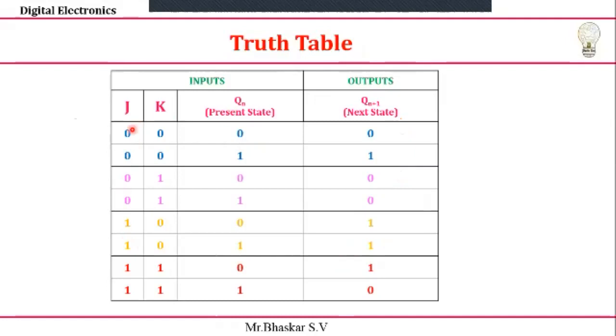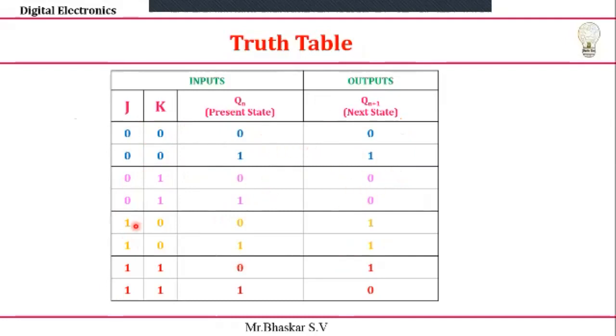So here we're looking for J value 0 (keep K as is). My present state is either 0 or 1, and it should follow the same states. Suppose my K value is 1, which is nothing but kill. So whatever state it is in the present state, the next state becomes 0.